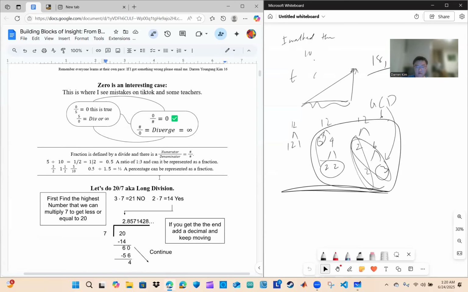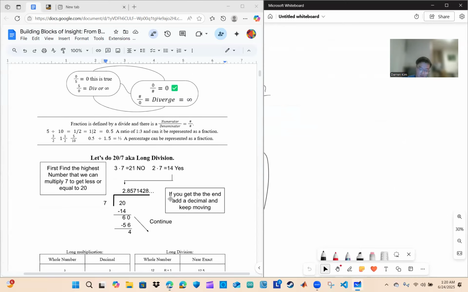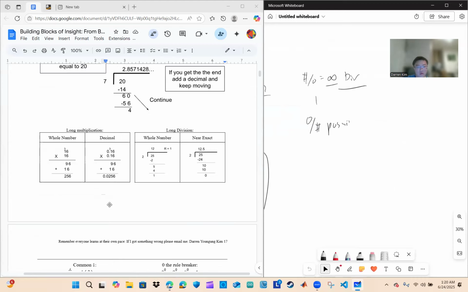The idea of 0 multiple times, because 0 is important, and how a number divided by 0 equals infinity, which is diverging, which means it does not exist. A 0 divided by a number is possible. It just means there's nothing there. Long division.